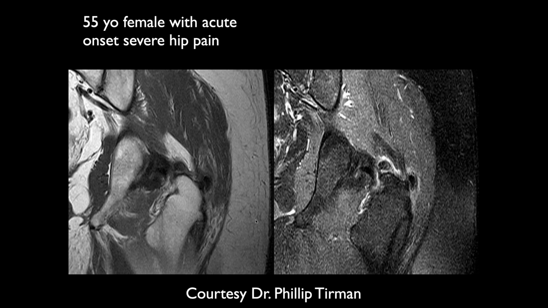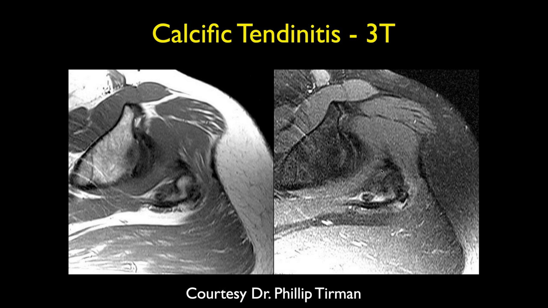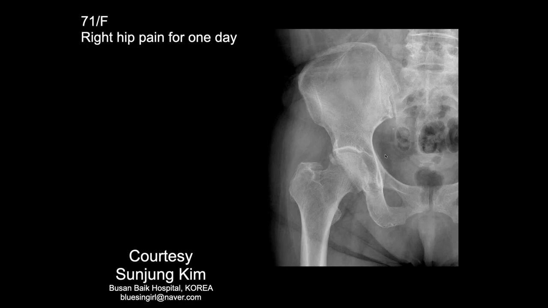A 5-year-old female with acute onset severe hip pain. Along the greater trochanter, I see this hypo-intense density with surrounding edema, kind of where the gluteus medius minimus attachment. And I'm wondering if this is just like calcific tendinitis. Okay. Okay, Ashu.